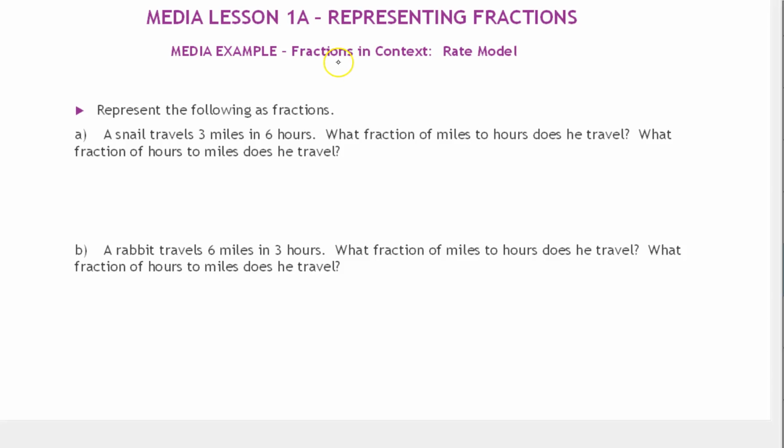In this example, we're going to look at the rate model for representing fractions. So notice we have a lot of different models, and maybe you haven't thought about these before, but think about all the different ways to represent fractions. It's important that you realize that there are so many different ones because it can really open your understanding to fractions in general. Remember we said in the last video that a rate compared multiplicatively two different types of units.